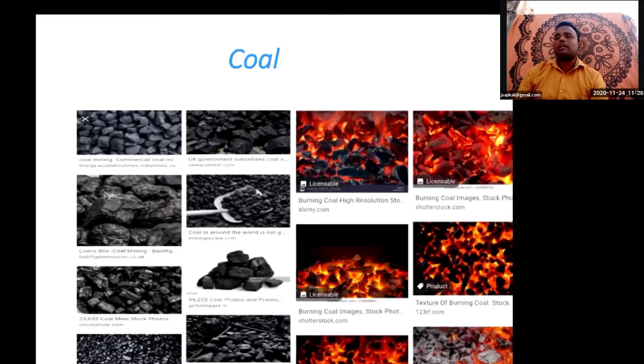Now coal is found in mines. We already learned that coal is obtained from mines. In Maharashtra, the coal mines are found in Chandrapur district. Peat, lignite, bituminous coal, and anthracite are various types of coal. Anthracite is the highest grade of coal.